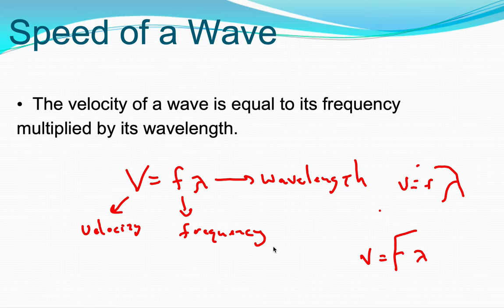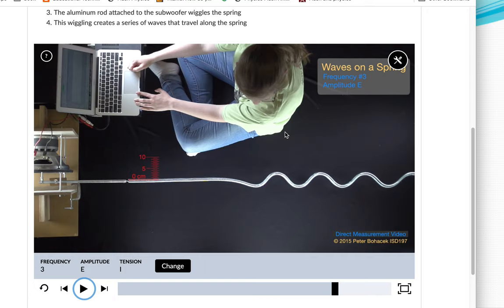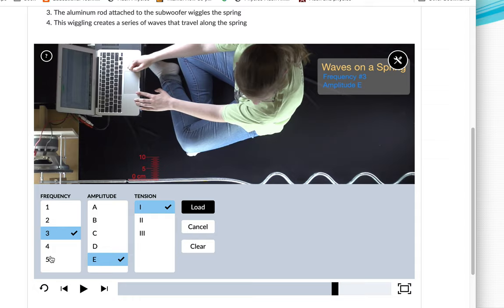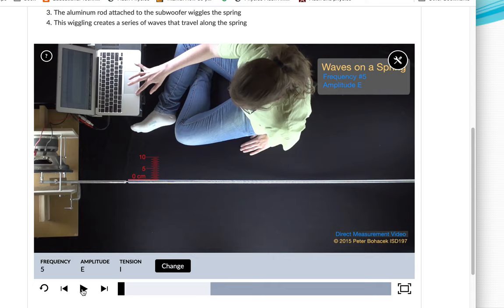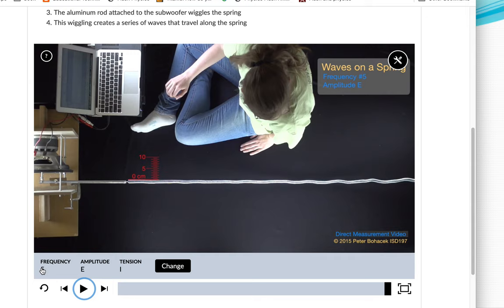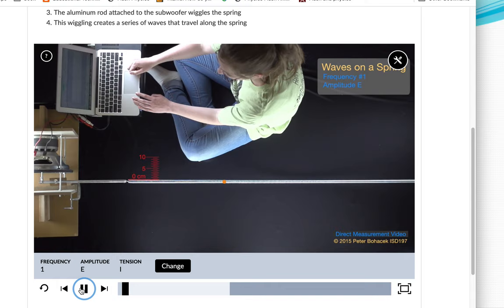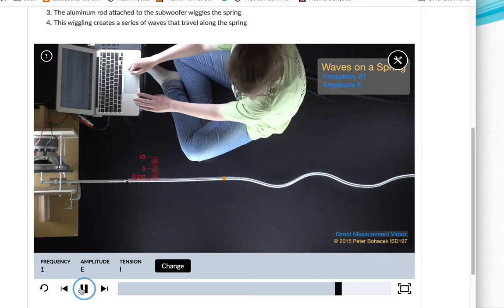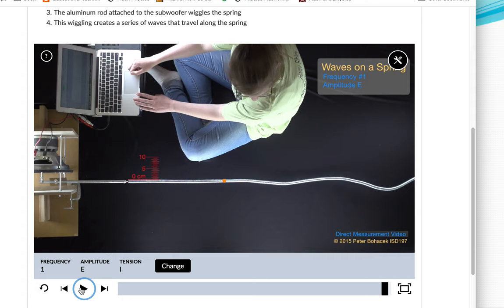So let me show you something again. Let's go back to that sim. I'm going to put a frequency of 5 on here, and I want you to look at how long the waves are. So it's loading. With the high frequency, do you see how short those waves were? Did you guys notice that? And then if I make the frequency small, I bet the waves get longer. Do you see how much longer they get? So when the frequency is smaller, the waves get bigger. When the frequency is bigger, the waves get smaller.